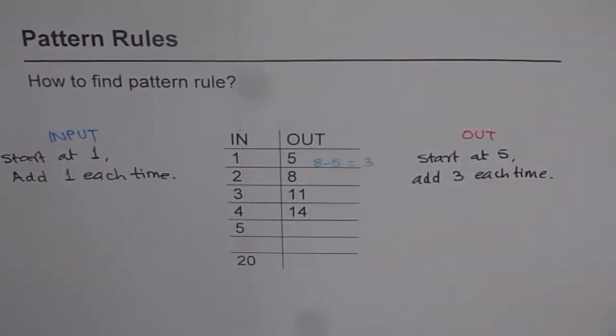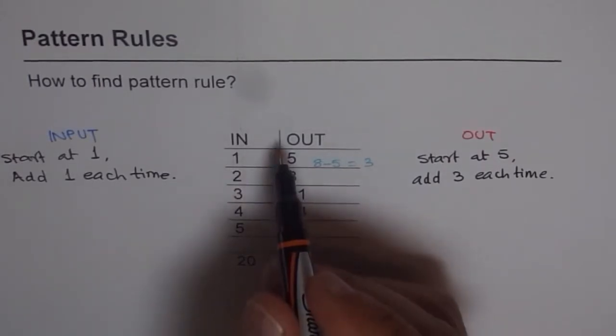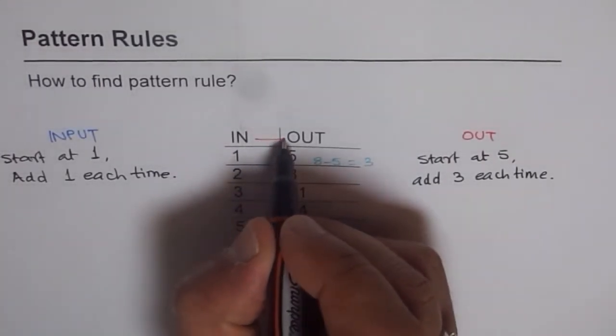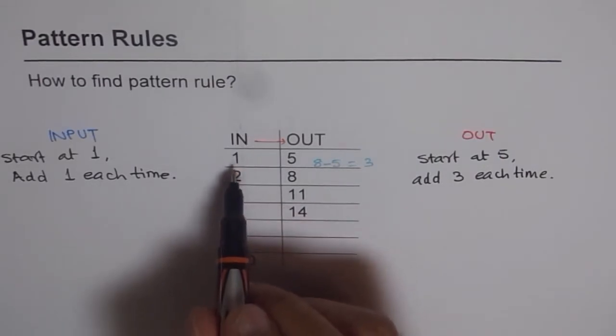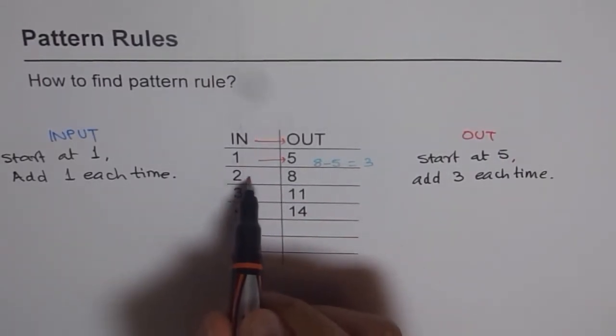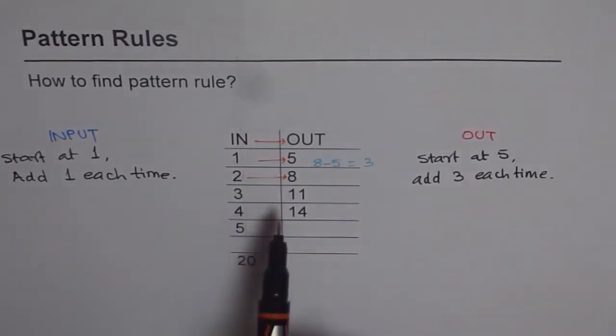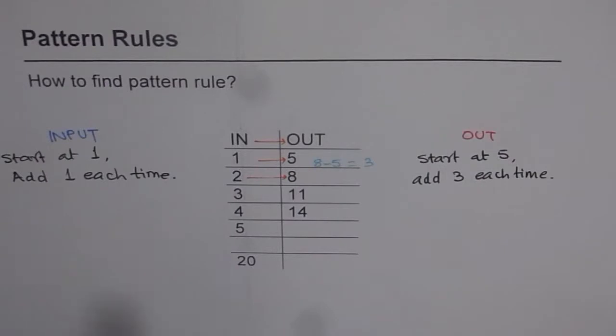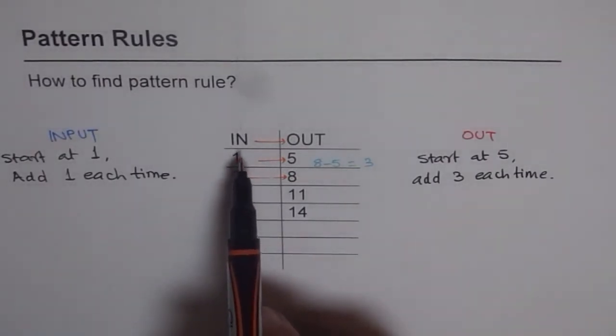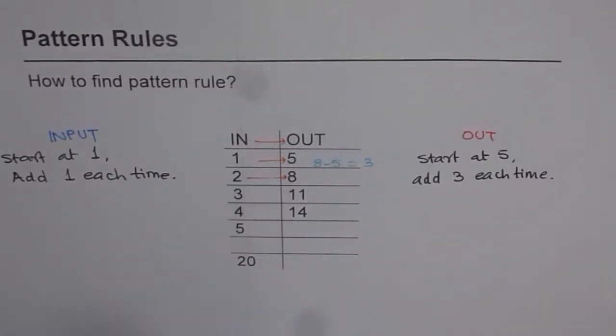Now the question is, how is output related to input? I mean, how do you get output from input? That means when I enter 1, I get 5, and when I enter 2, I get 8. What is that relation? This is what we are trying to say when we say pattern rules. Do you understand? So rule number 1 for inputs, rule number 2 for outputs, and rule number 3, which is very critical, to find the relation between input and output. How are they related? Now that is very critical to figure out. How do we do that? This is what I'm going to explain now.